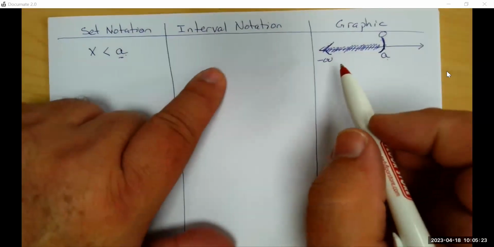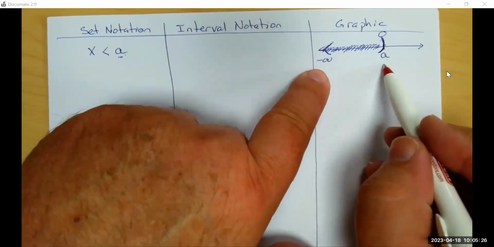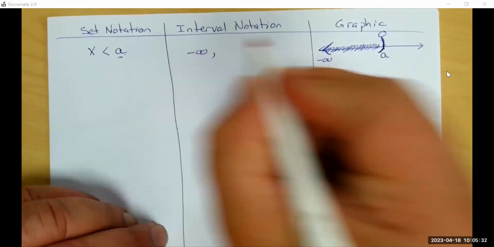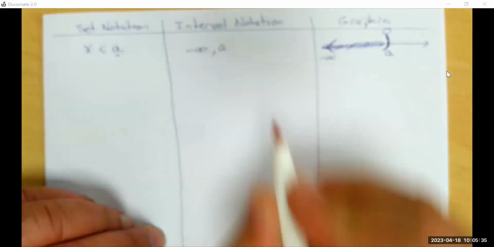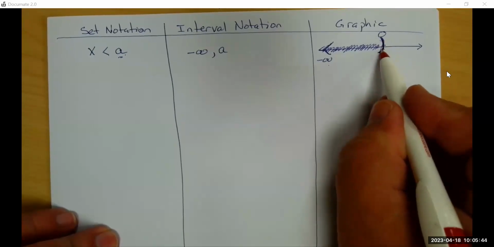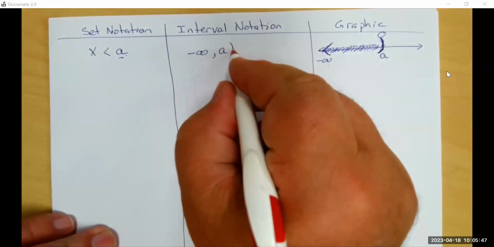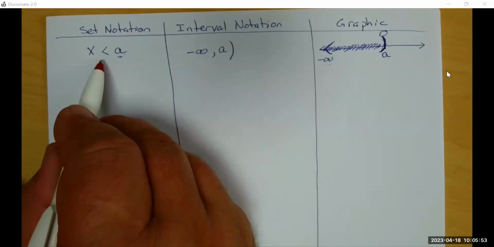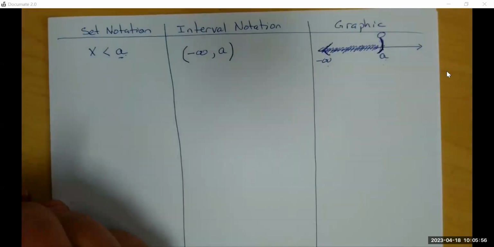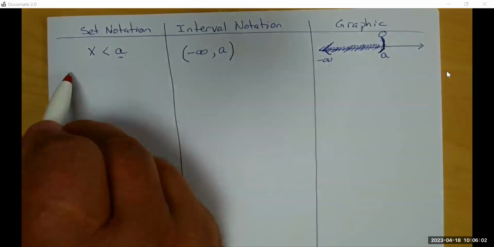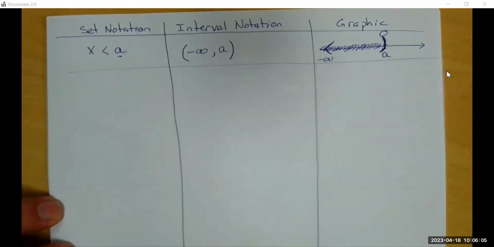Now, the interval notation. Look at both endpoints of your graph. It starts off at negative infinity, comma, goes all the way to A. At A, notice there's a parenthesis and there's no equal sign. So we cannot use A. We can never get to A because it's not equal to. And you can never get to infinity or negative infinity. So infinity and negative infinity are always parentheses. There's the first one.